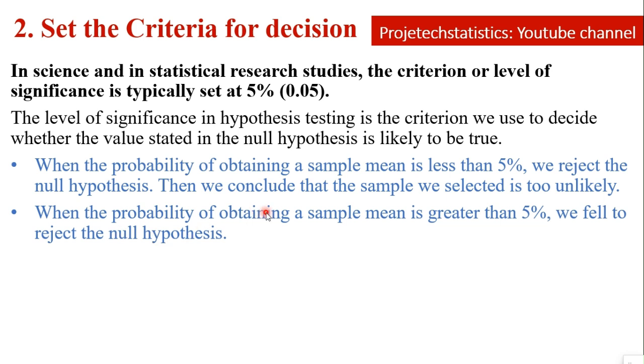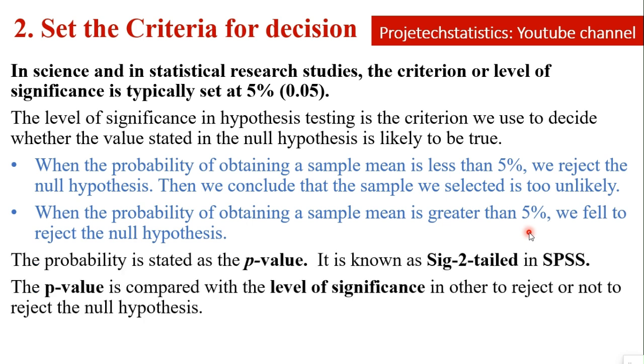On the other hand, when the probability of obtaining a sample mean is greater than 0.05, we fail to reject the null hypothesis. This probability is stated as the p-value, also known as Sig (2-tailed) in SPSS. When you run your analysis in SPSS, the column known as Sig (2-tailed) gives you the p-value. When you have the output from SPSS, the p-value is compared with your level of significance, which is already known to be 0.05, in order to reject or not reject the null hypothesis.